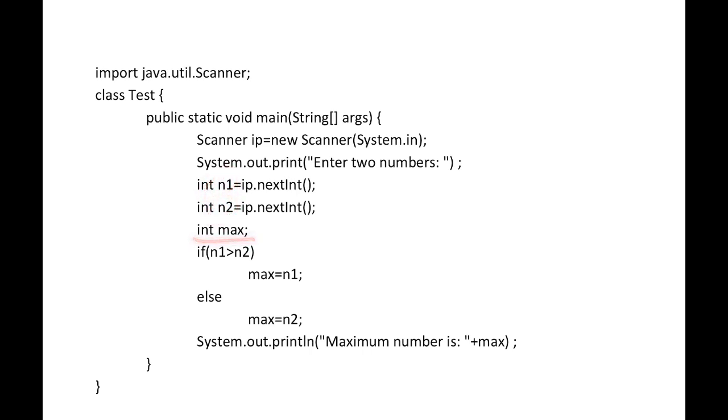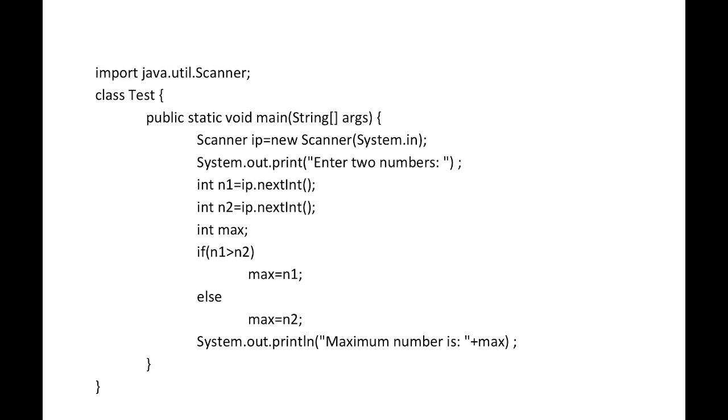Then we are declaring another integer variable max. Then if n1 greater than n2, max equal to n1, else max equal to n2. So here you can see if n1 greater than n2, when this becomes true, the value of max is n1, else the value of max is n2. Else means when this n1 greater than n2 results false. So when this value results false, the else part is going to be executed and max equal to n2, or we can say the value of n2 is assigned to max. Then at the end, system.out.println maximum number is max. So at the end we are printing the value of max.